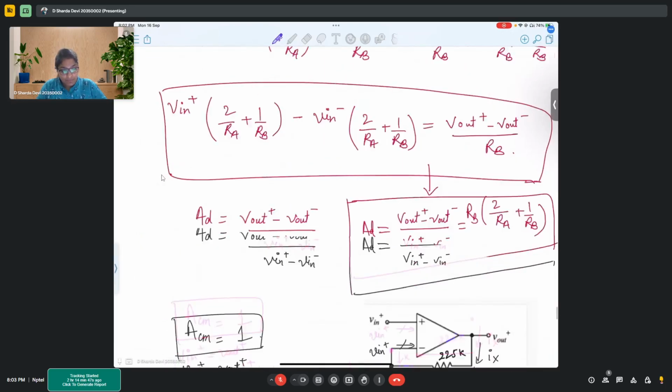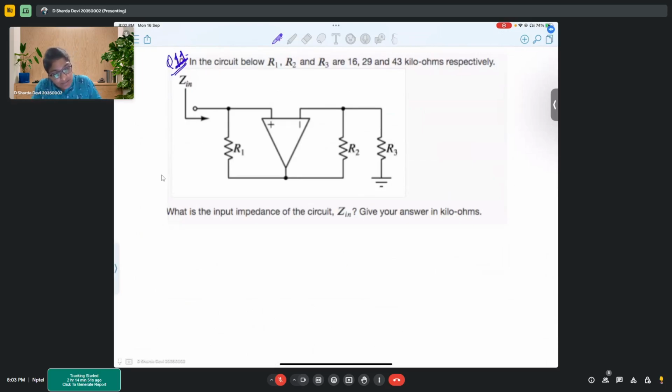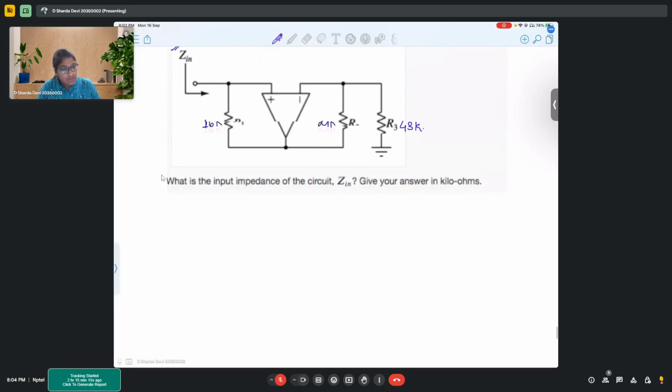Okay, now coming to this problem. So here we have R1 as 16 kilo ohm resistor, R2 as 29 kilo ohm resistor, and R3 as 43 kilo ohm resistor, respectively. What is the input impedance of this circuit, Zin? Give your answers in kilo ohms.